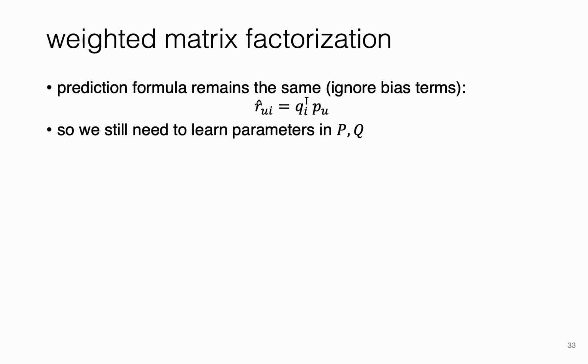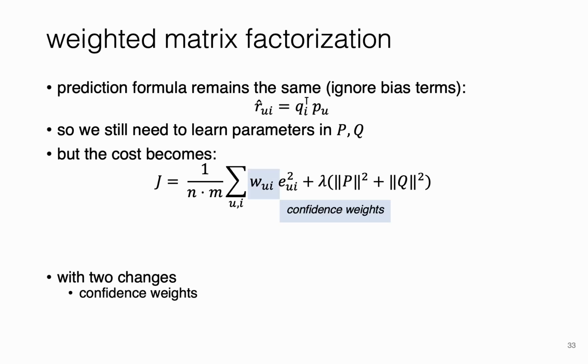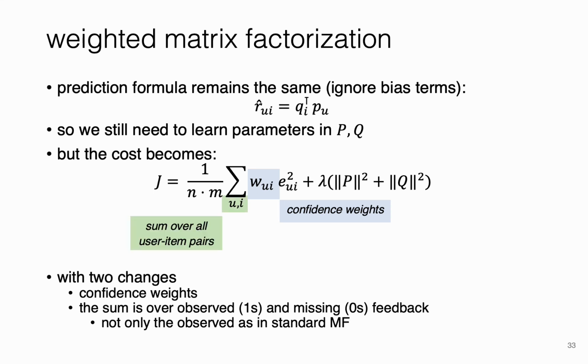is the optimization goal. The cost now is given by the formula shown here. Two important changes should be noted. First, the confidence weights directly multiply the squared error. The second change is that we consider all feedback, not only the observed feedback, as in standard MF. This is why the sum here is over all user item pairs.